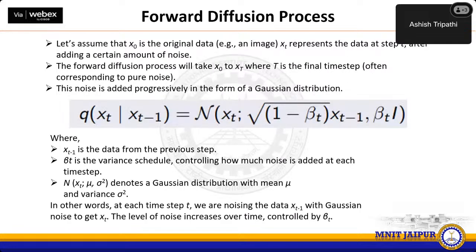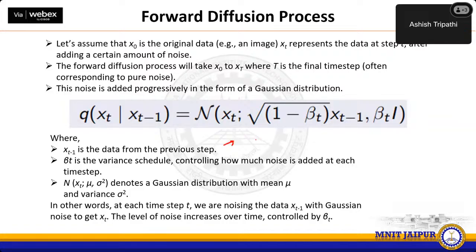Now coming to the mathematical part. So far I have just told you that we have to add some noise to the original image in order to make it noisy, and we have to keep on adding the noise step by step in order to make the image unrecognizable. But now we will see the mathematical equation behind it, that is, how the noise should be added to the original image in order to get the corrupted image.